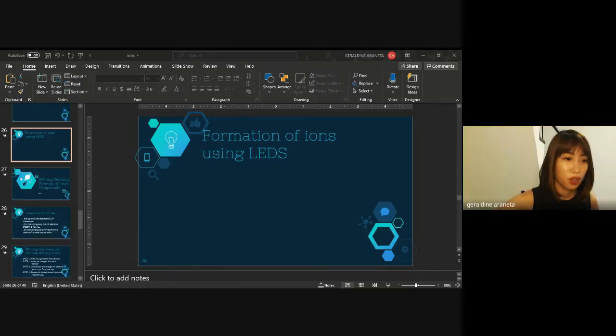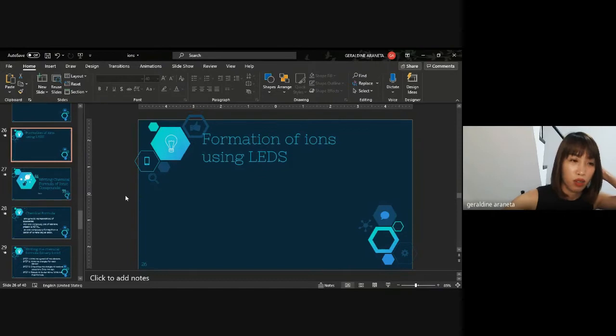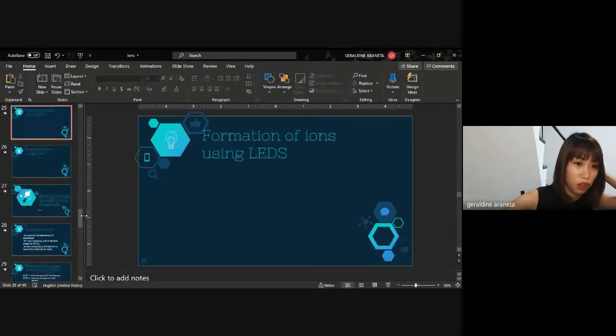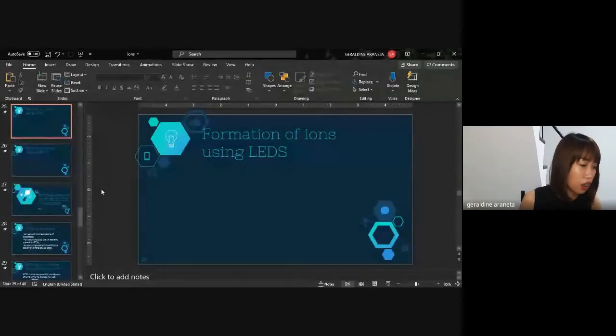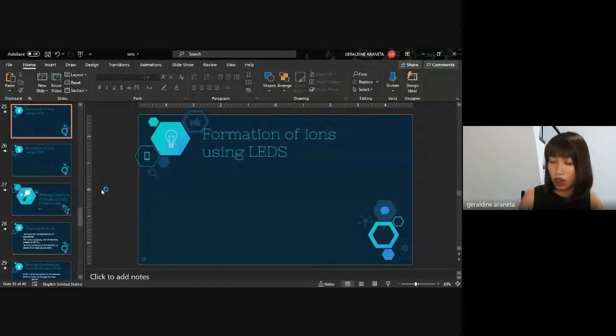We stopped at the Lewis dot structure yesterday, no? I just wanted to share additional information about this. I sent a slide yesterday on the formation of ions using Lewis dots. I gave you an example on lithium, right?